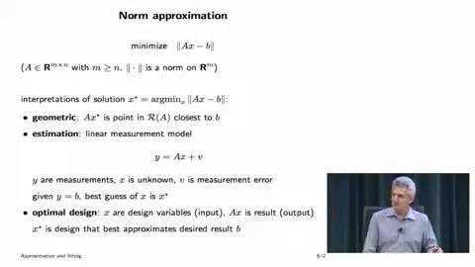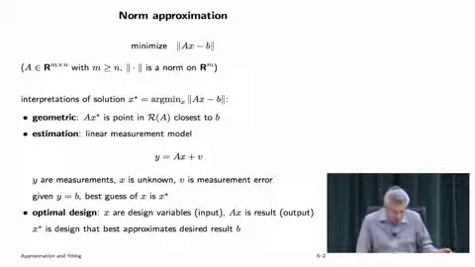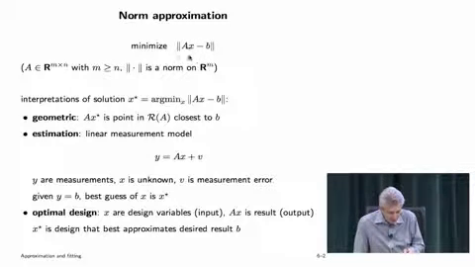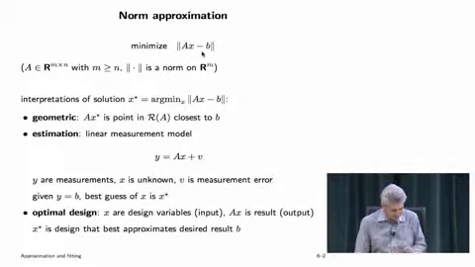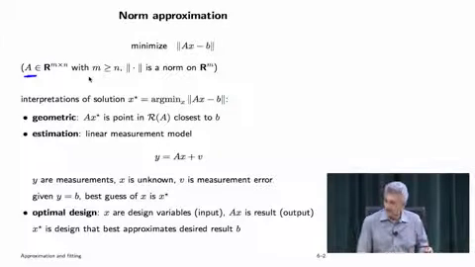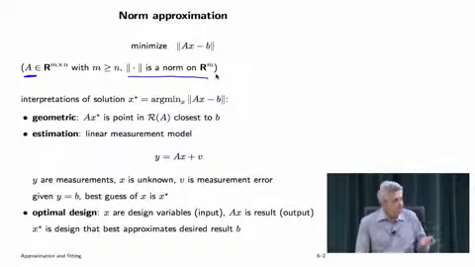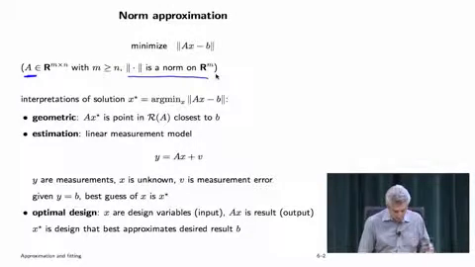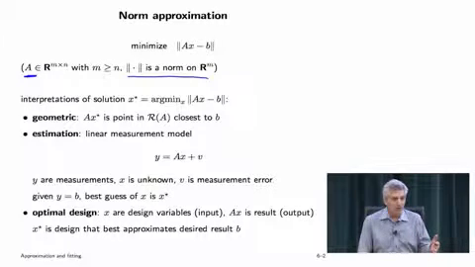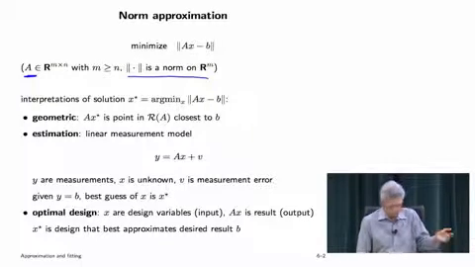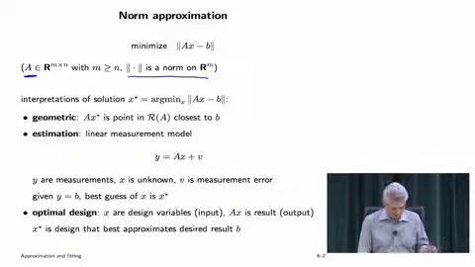So, norm approximation. Well, the simplest case is just this. You minimize the norm of Ax minus b, right? And your data is a matrix A, usually with m bigger than n, so it's a tall matrix, a skinny matrix. The norm is just any old norm on R^m, right? So when we instantiate or specify the norm, it becomes a specific problem. It becomes regression or least squares, that kind of thing.